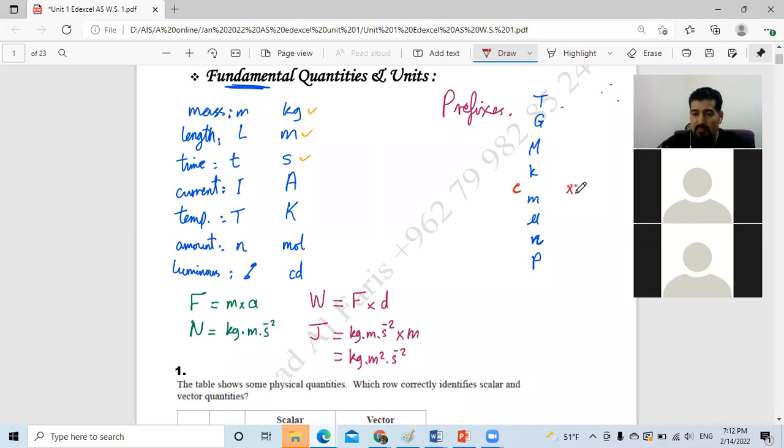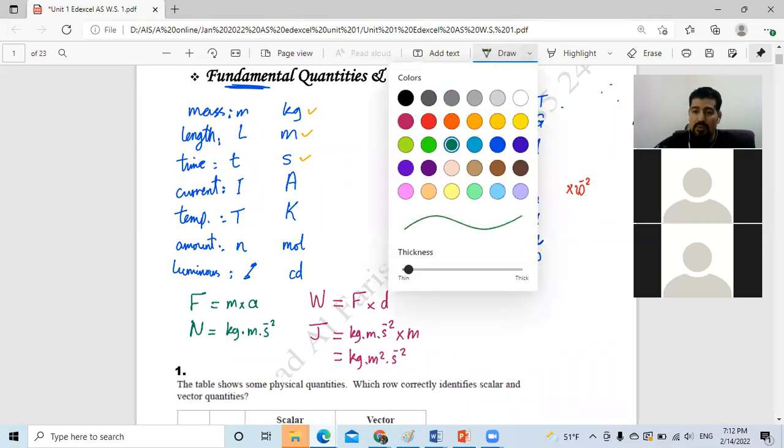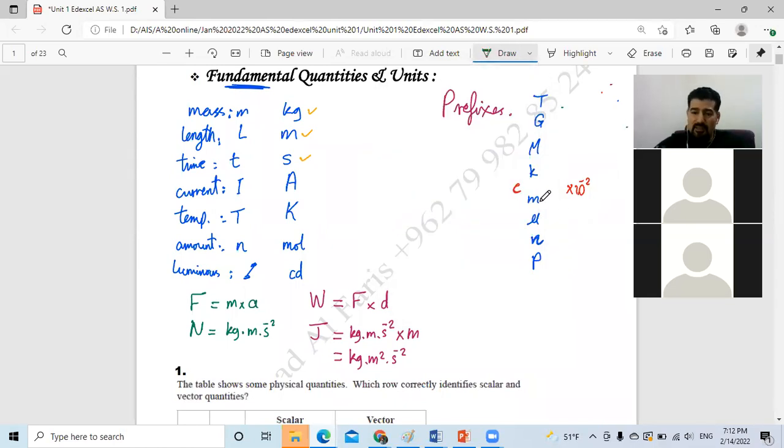That means I'll multiply by 10 to the power of what? Negative 2. That's for centi. But the rest of these prefixes, you will see that they are multiples of 3. For example, millimeter. What's the meaning of millimeter? Divide by how much? Excellent. Thank you. When we say millimeter, that means divide by 1,000. So I multiply by 10 to the power of negative 3. Micro will be times 10 to the power of negative 6. Nano, from the word nine, times 10 to the power of negative 9. And pico, times 10 to the power of negative 12.